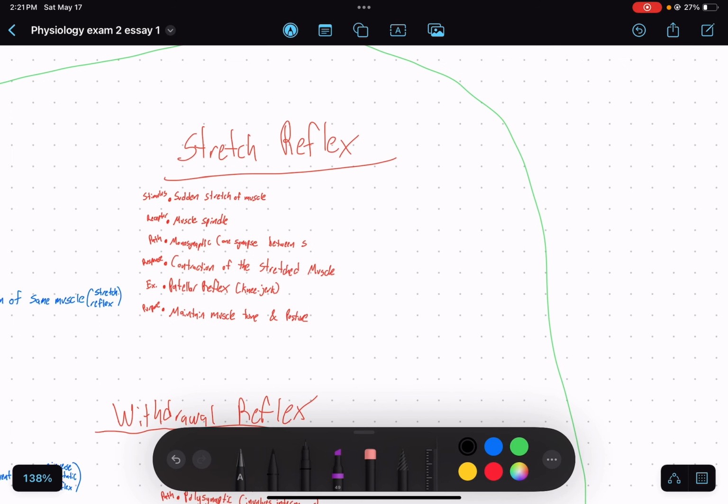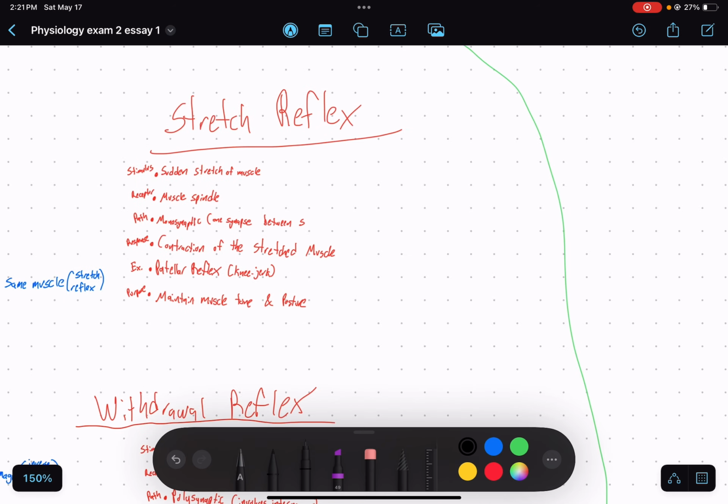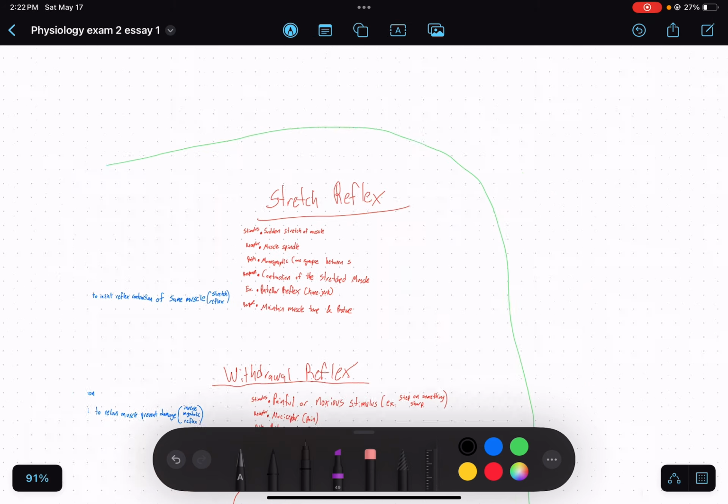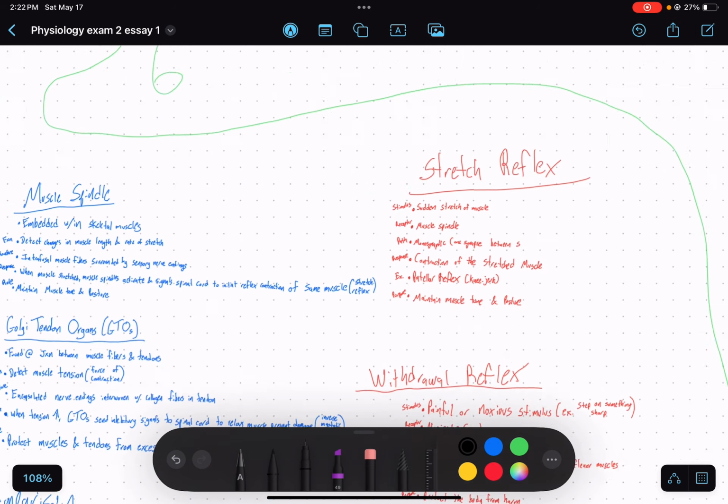Finally, to talk on our last subject, we're going to talk about our different reflexes. We have our stretch reflex and our withdrawal reflex. The stretch reflex responds to a sudden stretch of muscle. That's the stimulus. Its receptor is the muscle spindle, and it's monosynaptic, so only one synapse is happening there. The response is the contraction of the stretched muscle, such as the patellar reflex, the knee jerk, whenever the doctor hits your knee and your knee kicks a little bit. Its purpose is to maintain posture and tone, which goes great with the muscle spindle.